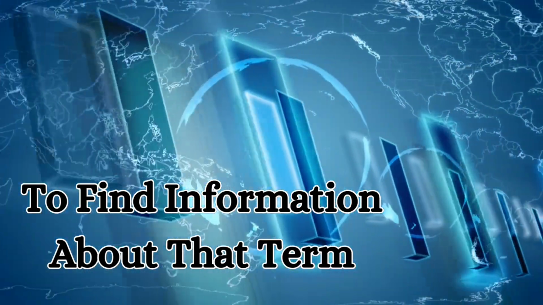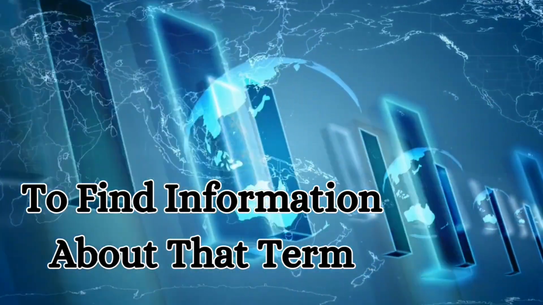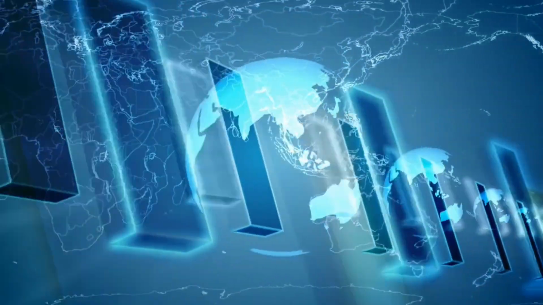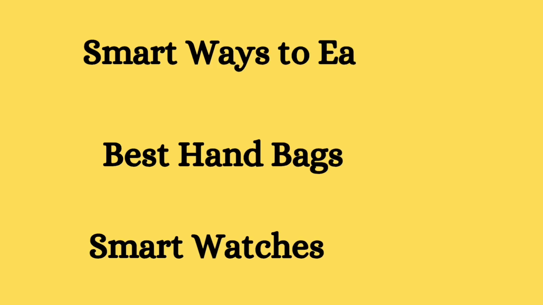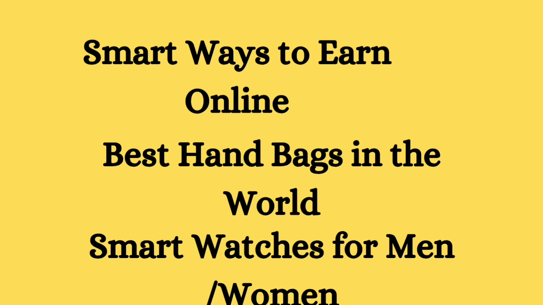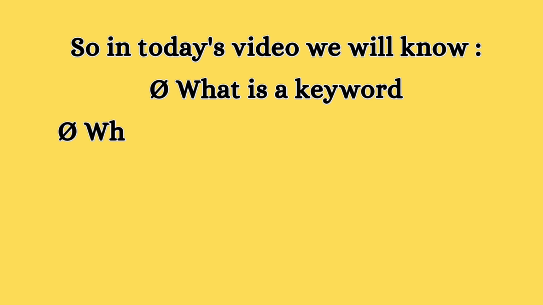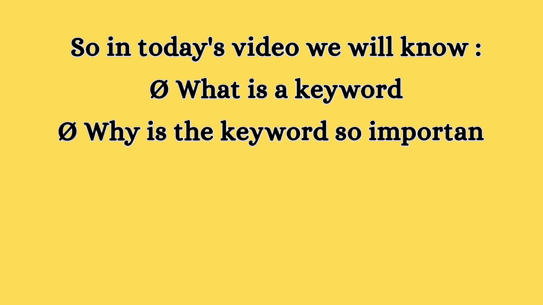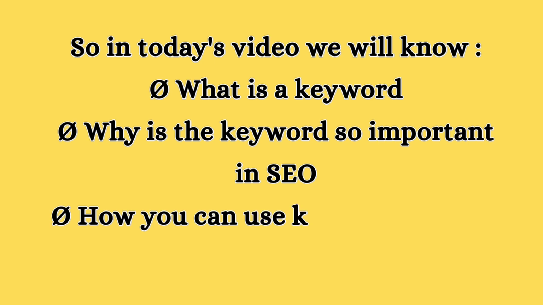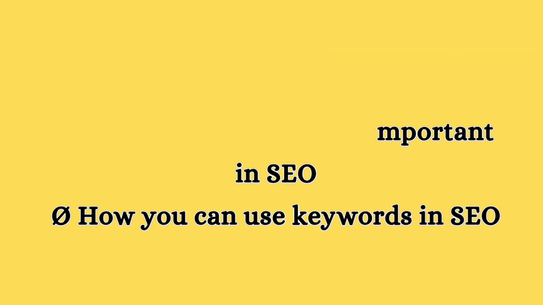Every Google search starts with a keyword. Like if we go on Google and search smart ways to earn online, best handbags in the world, smart watches for men or women, all of these are keywords. We want detailed information about them from the search engine. In today's video, we will talk about what is a keyword, why is the keyword so important in SEO, how you can use keywords in SEO.